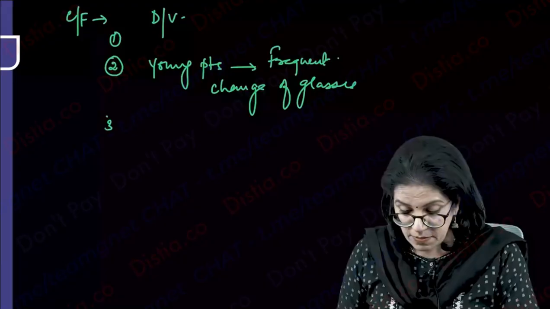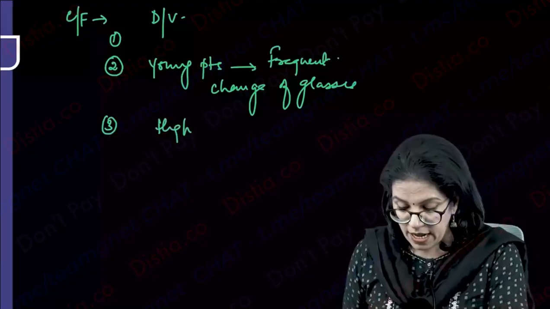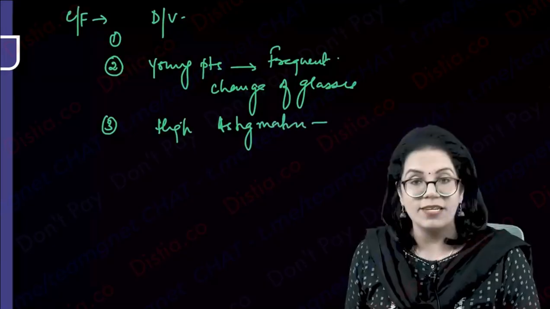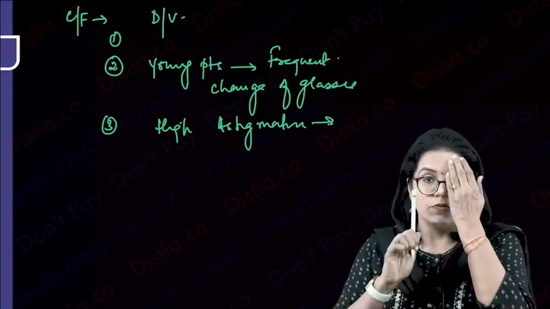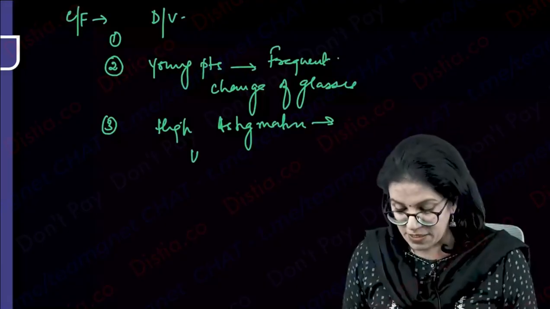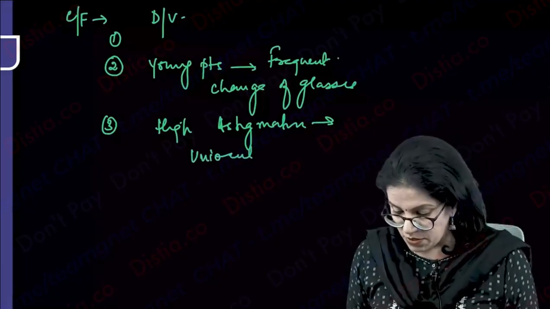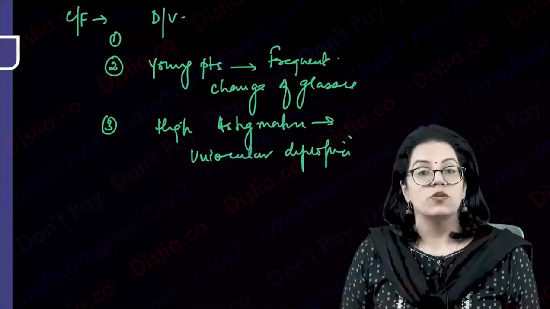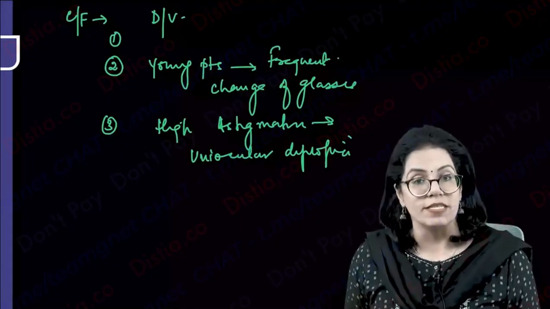And sometimes the astigmatism is very high. In high astigmatism, you can even get a uniocular diplopia, looking double even through one eye. We'll talk about it in the squint chapter. You note down, it can lead to uniocular diplopia. So these are the problems the patient is going to face.